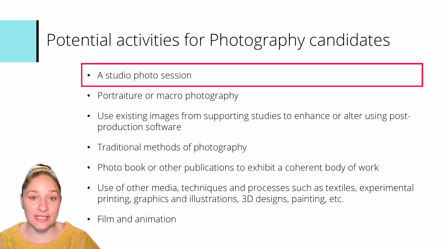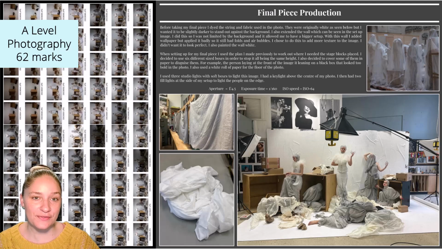Candidates could plan a studio session if the center has the necessary facilities and enough space to accommodate interested candidates. During the 15-hour period of sustained focus, this A-level photography candidate, who achieved a mark of 62 for Component 2, successfully planned and executed a studio photography outcome. Whilst this is a large-scale photo shoot, it is important to note that students have the flexibility to work on smaller-scale studio photography outcomes, depending on the available space at the center.